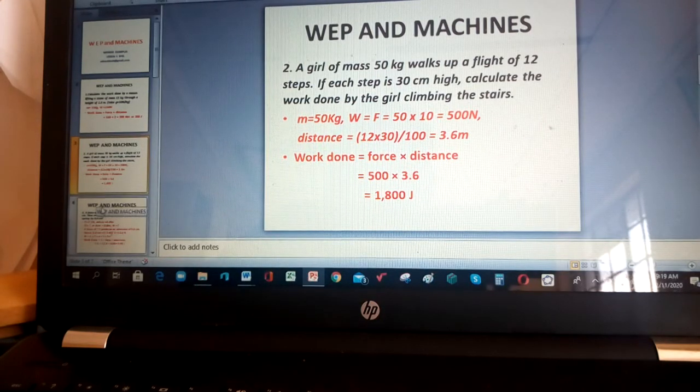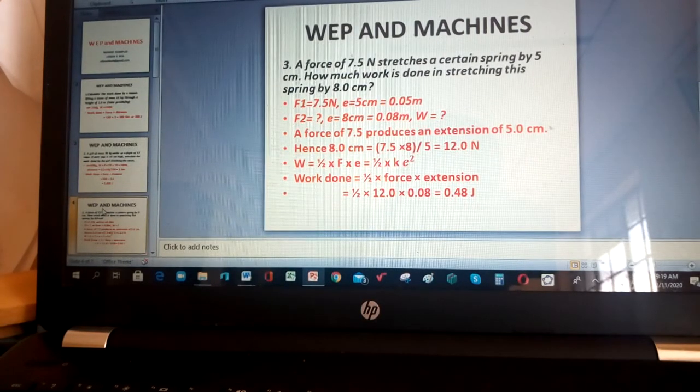So let me start with number 3. We continue. A force of 7.5 Newton stretches a certain spring by 5 centimeters. How much work is done in stretching this spring by 8 centimeters? As usual, sort out. You can see bullet 1, bullet 2, I'm sorting out, and I want you to be systematic in your work. We have a stretch of 5 and a stretch of 8. The core question revolves around the force that caused a stretch of 8 centimeters, because the force that caused a stretch of 5 centimeters is given as 7.5. I have sorted out in 2 lines to help you know there are 2 parts in one question.